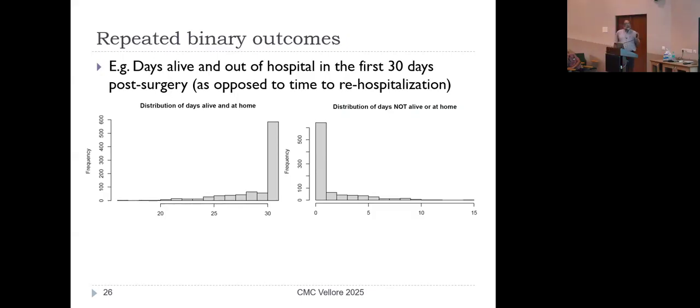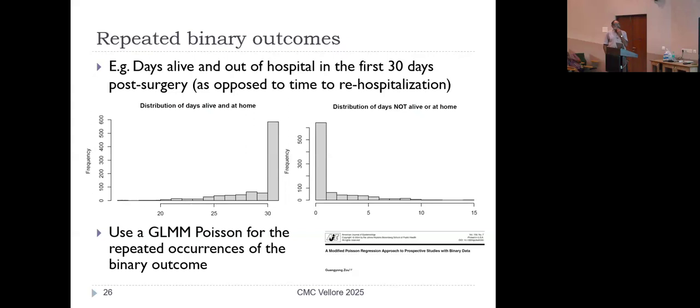The problem is that the Poisson distribution doesn't fit the data very well. And so what we ended up doing was, we could have changed it to time to hospitalization, but that was not in the protocol. We can't change the primary outcome to it. We still have to analyze this. So what we ended up having to do was the repeated occurrences of the binary outcome.